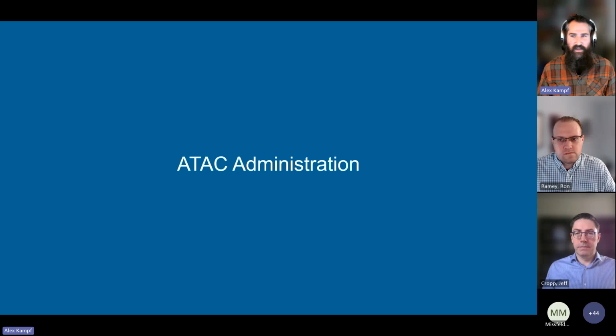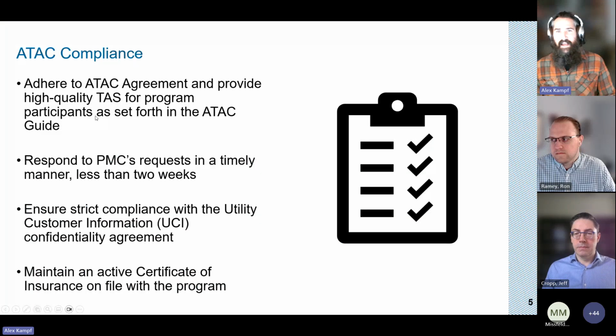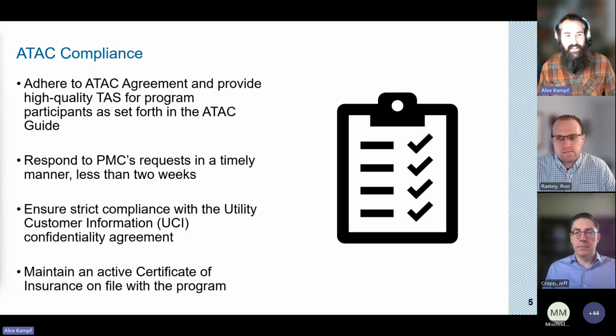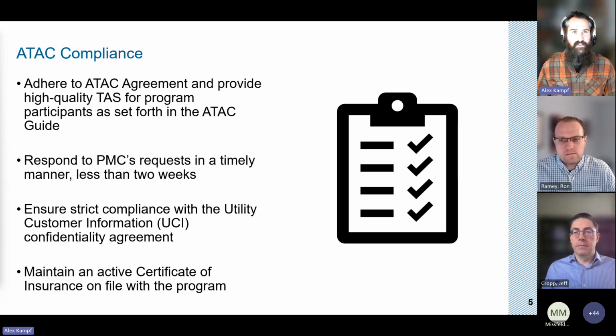A couple of administrative tasks. ATAC compliance: please make sure you maintain compliance with the program. That's outlined in the ATAC guide, but the main one is just being responsive to us if we're looking for something from you. And then maintaining an active certificate of insurance with the program. You all did a fantastic job with that this year in getting me updated COIs when asked for. The program keeps those on file to make sure that we are in compliance. So if you know those are expiring, please send an update, or I will see that they've expired and reach out to you for an updated copy.